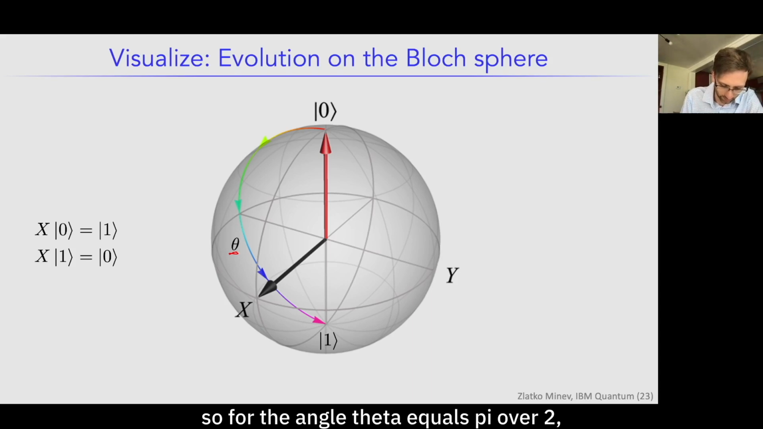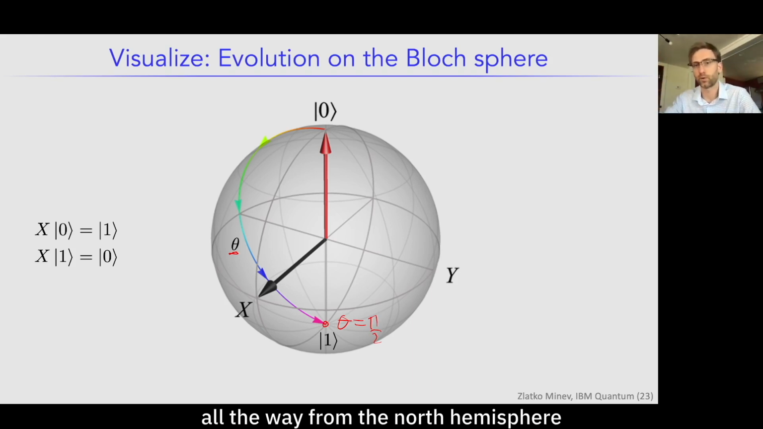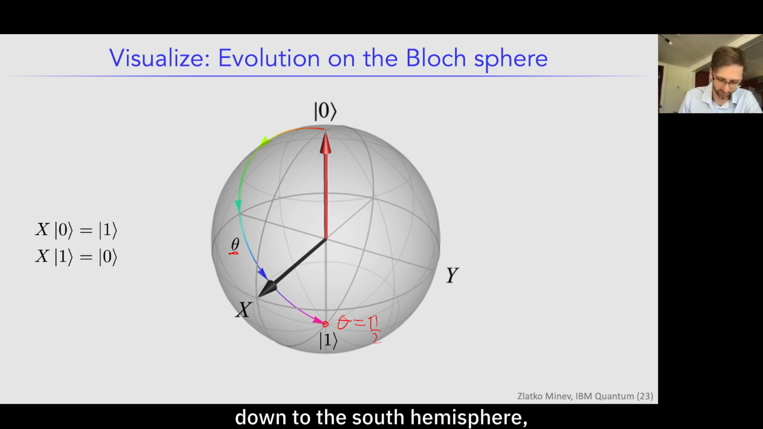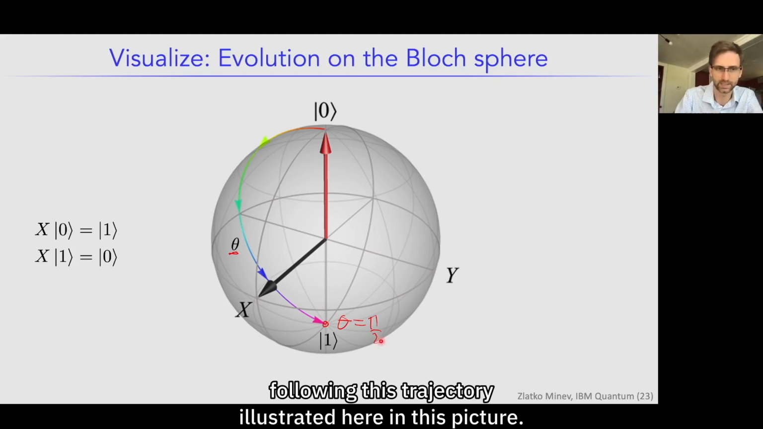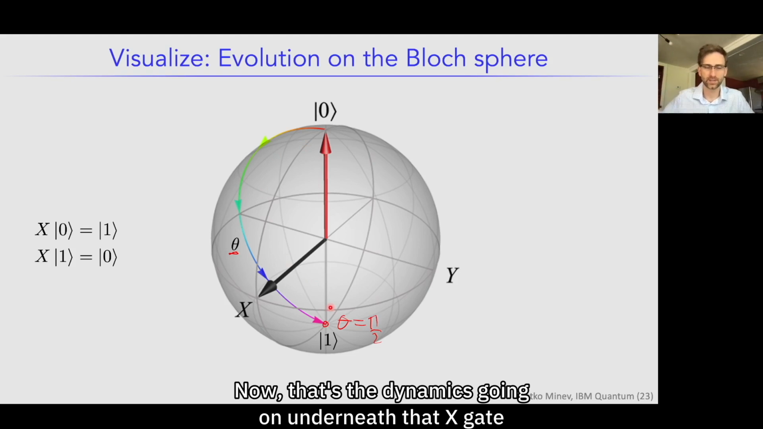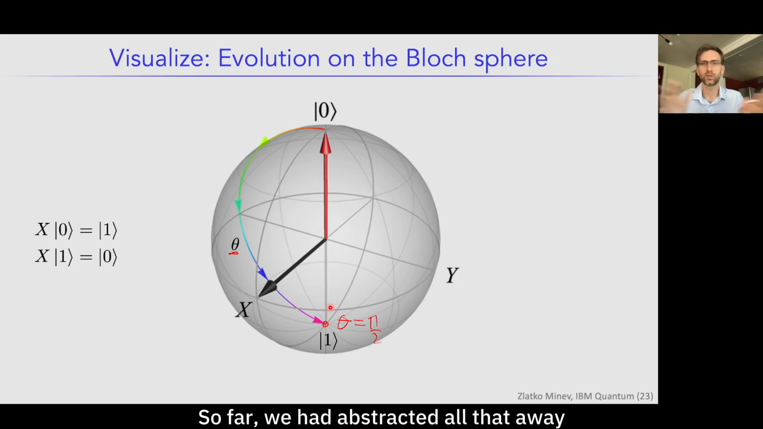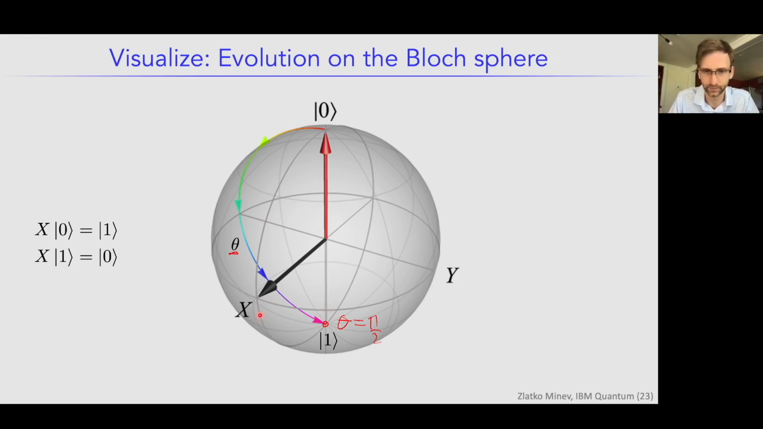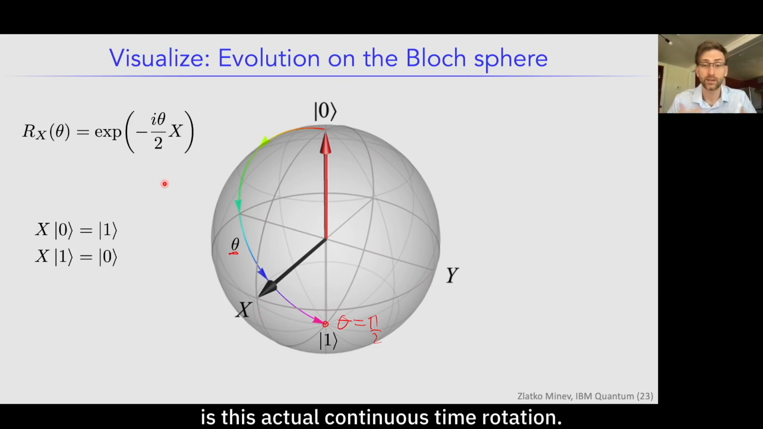So for the angle theta equals pi over 2, the state will rotate exactly all the way from the north hemisphere down to the south hemisphere, following this trajectory illustrated here in this picture. Now, that's the dynamics going on underneath that X gate that we looked at earlier. So far, we had abstracted all that away and simply repeated it. Right. Underlying that, of course, is this actual continuous time rotation.